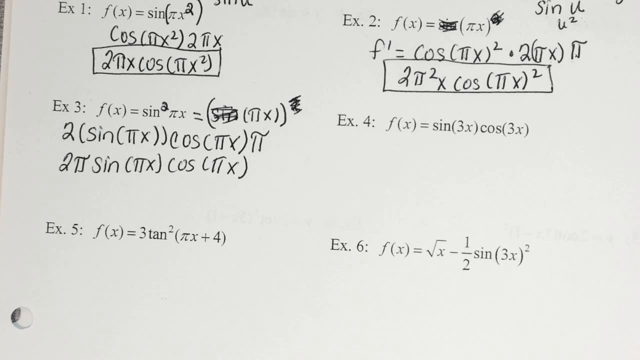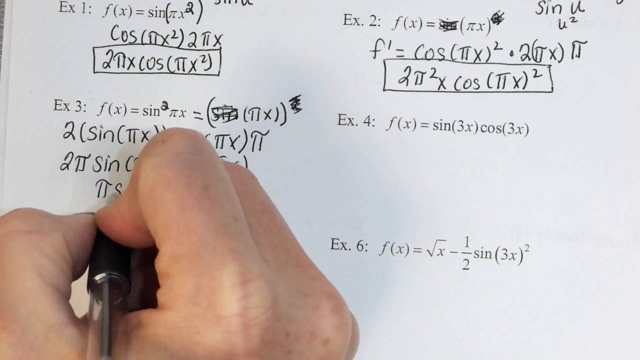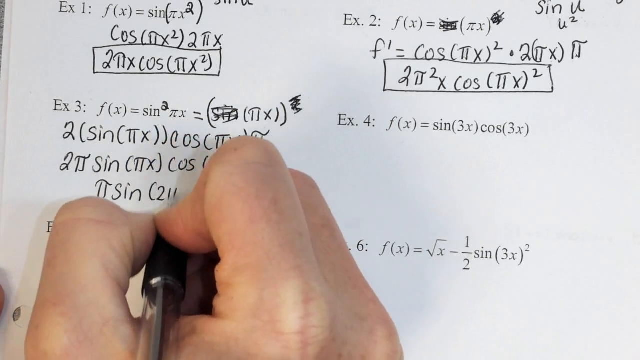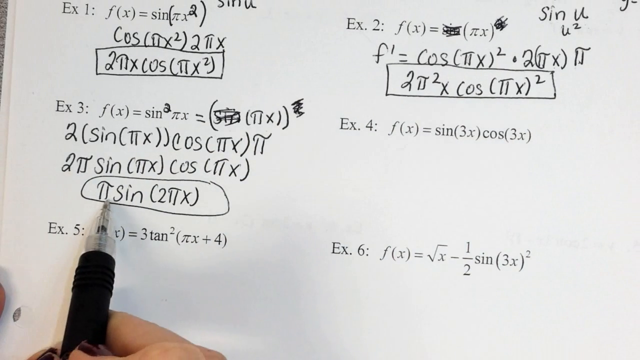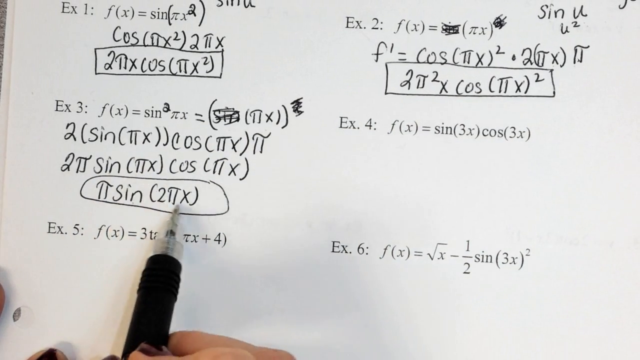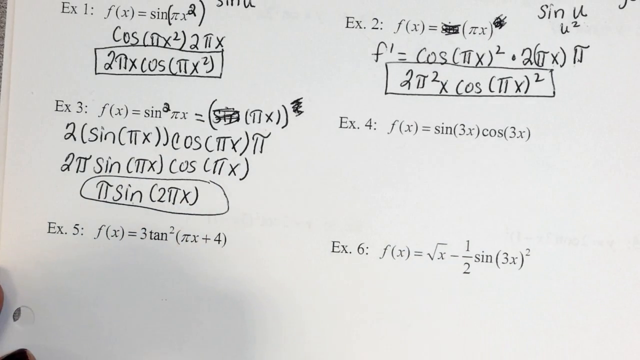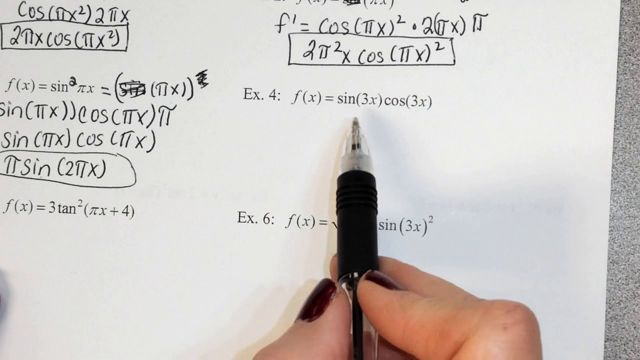And now, how would you write that? Very good. So what he did was, he took that a value, he divided it by 2, and sine and cosine turned out to just be sine of double the angle, 2 pi x. Excellent. All right, let's take a look at this one.